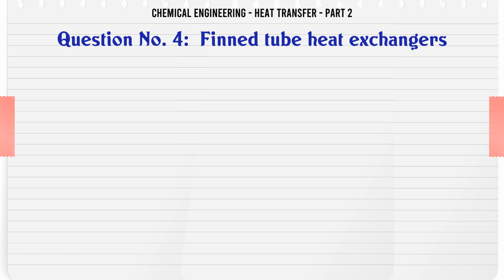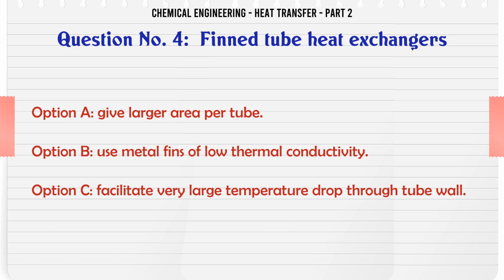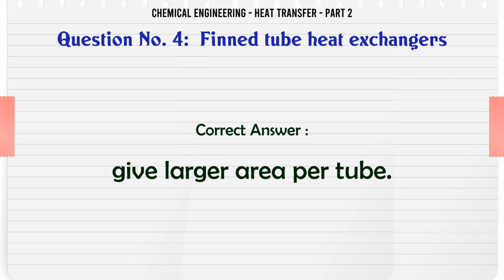Finned tube heat exchangers. A. Give larger area per tube. B. Use metal fins of low thermal conductivity. C. Facilitate very large temperature drop through tube wall. D. Are used for smaller heat load. The correct answer is give larger area per tube.